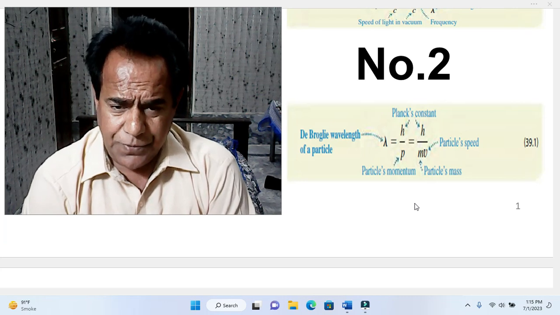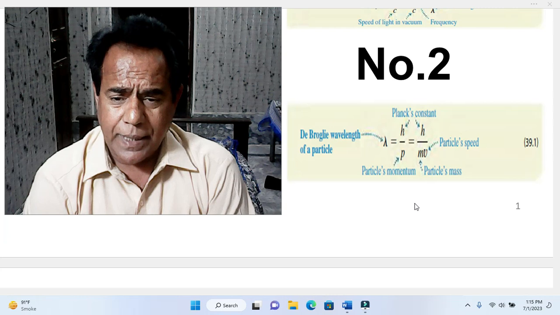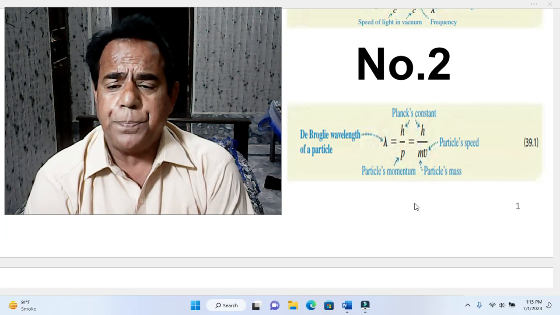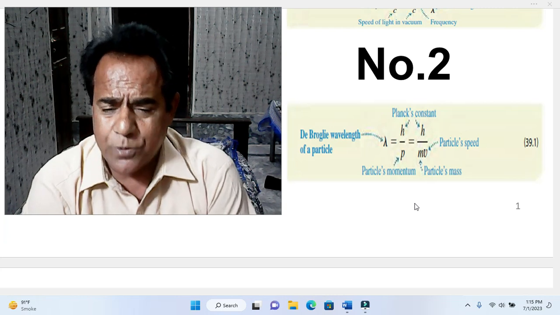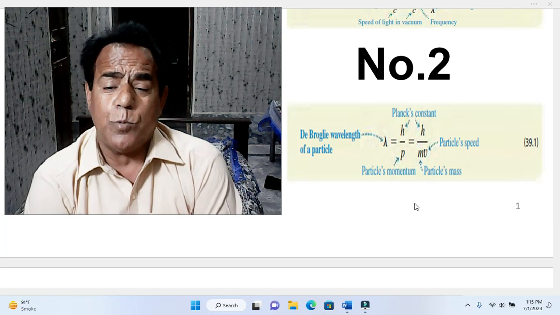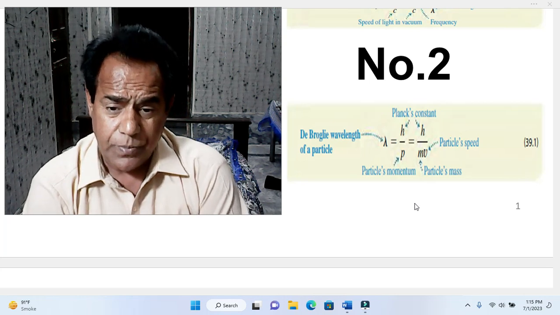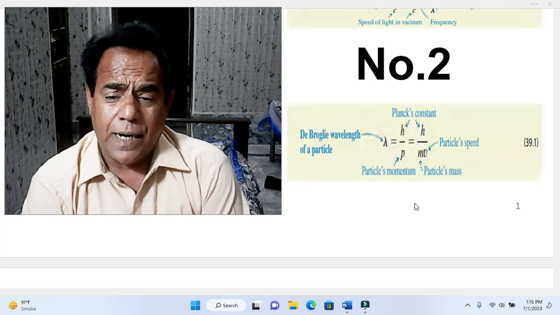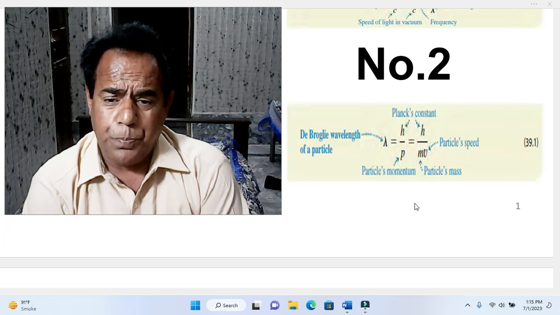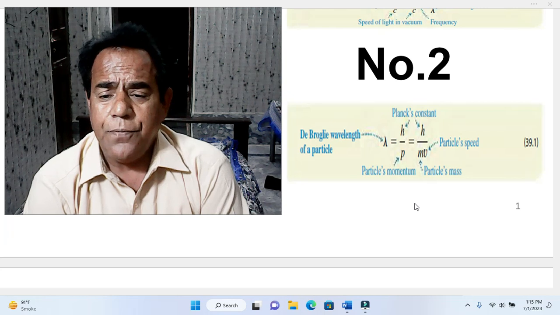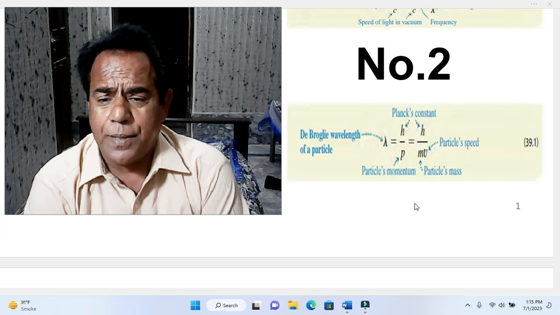De Broglie wavelength of a particle lambda is equal to h over p, where h is Planck's constant and p is particle's momentum. This expression alternatively becomes equal to Planck's constant h divided by mv, where m is particle's mass and v is particle's speed.